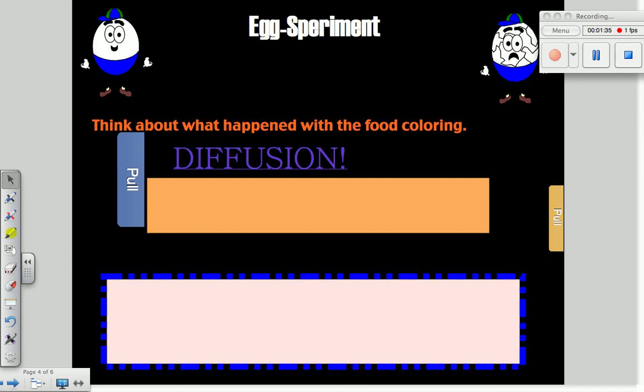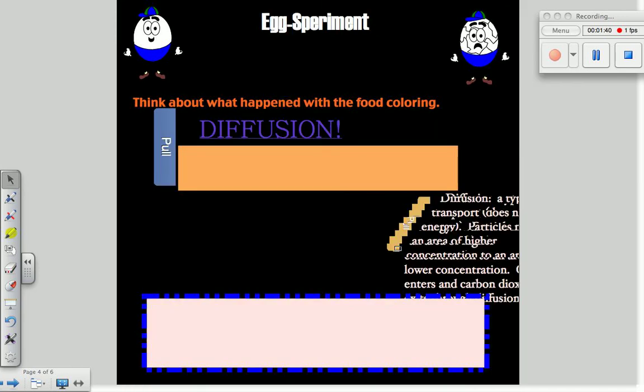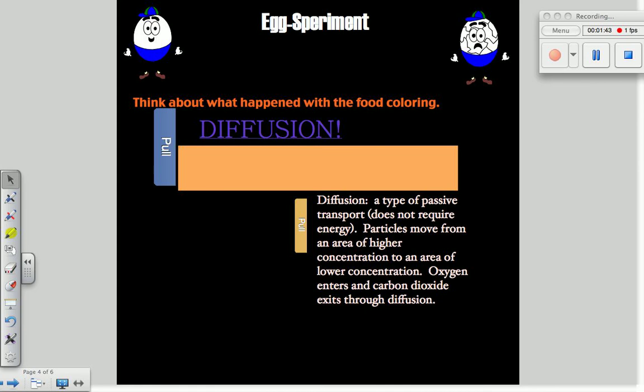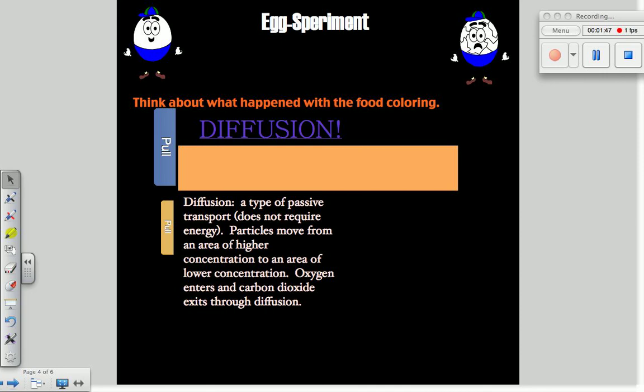is diffusion. Diffusion is another type of passive transport, meaning it doesn't require any energy. And this is when we have particles moving from a high concentration area to an area of lower concentration. Oxygen enters, for example, and carbon dioxide exits through diffusion.